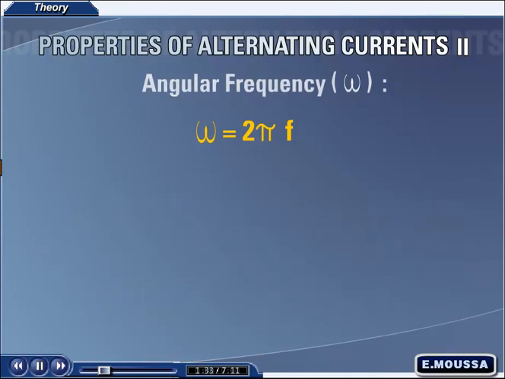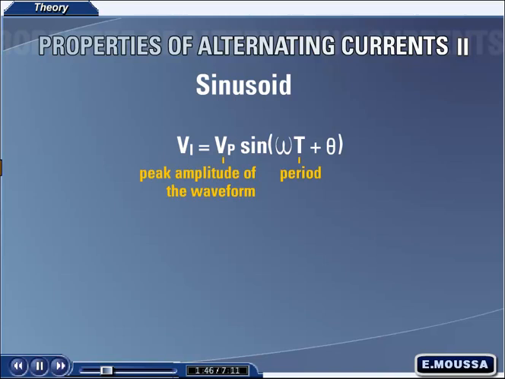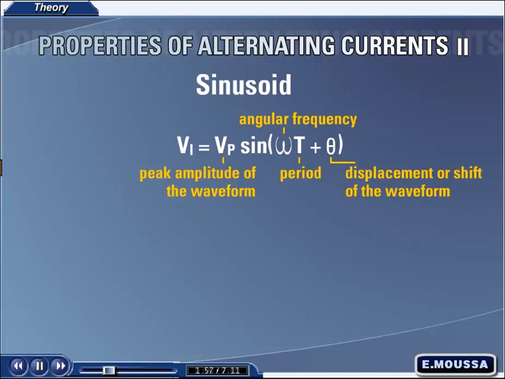A sinusoid is a waveform whose instantaneous magnitude at any angle can be calculated using the equation Vi equals Vp sine (omega t plus theta), where t is the period, Vp is the peak amplitude of the waveform, omega is the angular frequency, which is given by the formula 2 times pi times the frequency f, and theta is the displacement or shift of the waveform from a reference point.